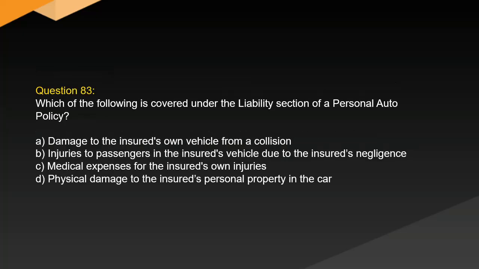Question 83. Which of the following is covered under the liability section of a personal auto policy? A. Damage to the insured's own vehicle from a collision. B. Injuries to passengers in the insured's vehicle due to the insured's negligence. C. Medical expenses for the insured's own injuries. D. Physical damage to the insured's personal property in the car.